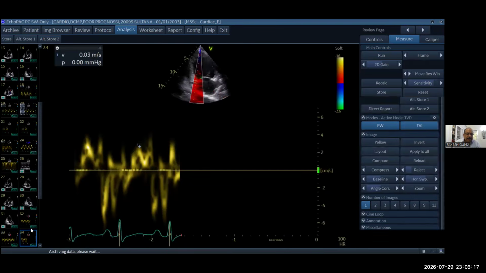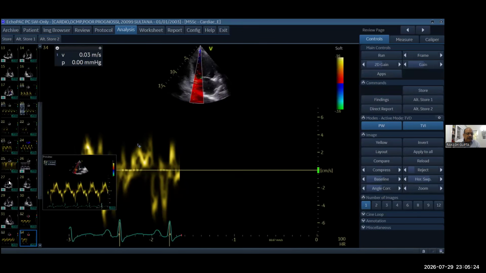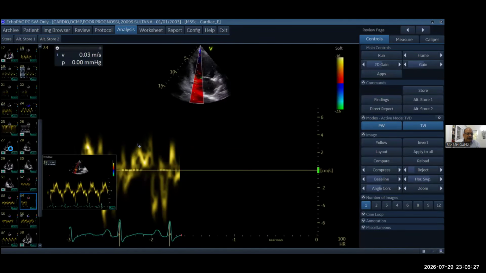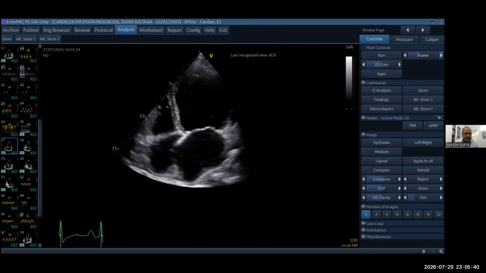Next, somebody asked me about LA volumes. So where are my LA volumes? I did not do my LA volumes, so I can do LA volumes now. What's the problem? So I'm going to ask this system to stop. This should be at end systole. So I'm moving frame by frame to end systole. Correct? Now look at this cursor. This cursor has gone to the end of the T wave.